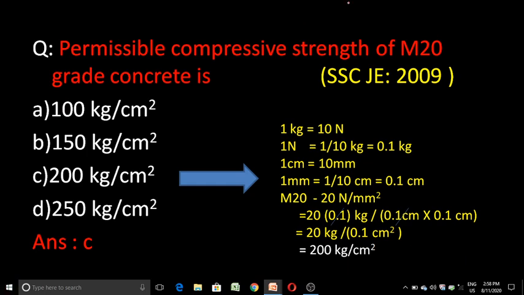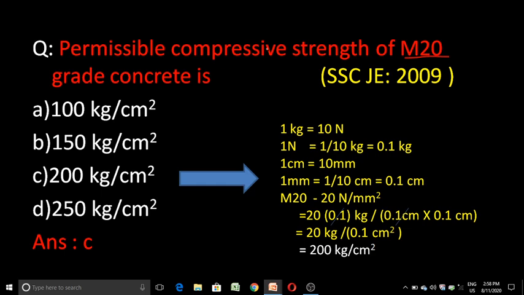The permissible compressive strength of M20 grade of concrete is. It is a very easy, simple unit conversion here. The options are in terms of kg per centimeter square. Generally, the compressive strength of concrete is measured in terms of Newton per mm square. Here, M20 means mix 20, the characteristic compressive strength of that particular concrete is 20 Newton per mm square. If we convert this 20 Newton per mm square into kg per centimeter square, that will be the answer.